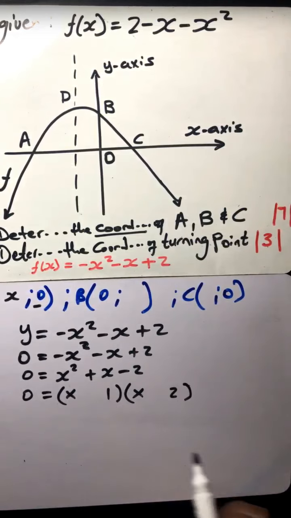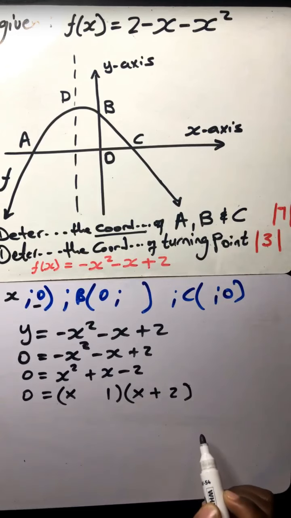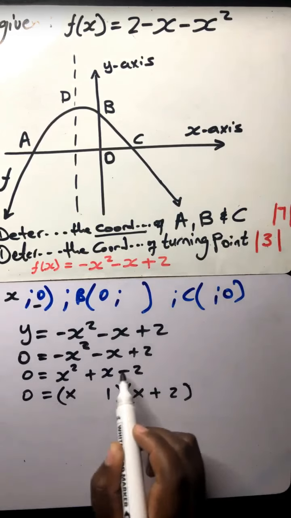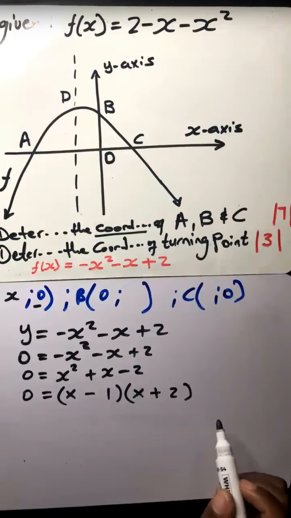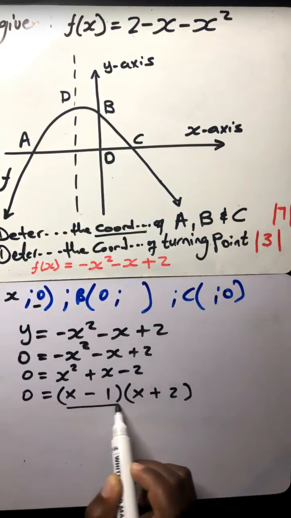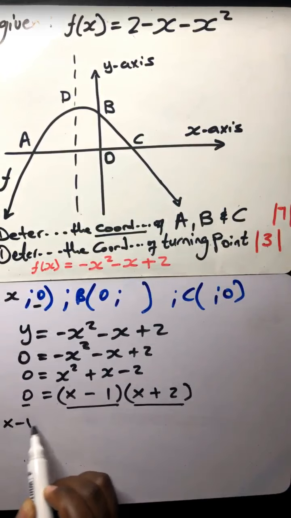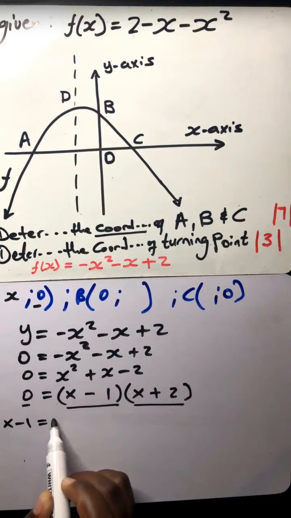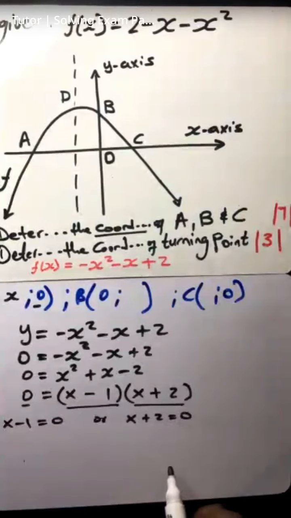I think it's 2 and 1. The bigger number takes the sign of the middle term, which is positive. For us to have a negative number there, that's if you multiply negative 1 by that. So that means you can now say this equals 0 and that equals 0. So x minus 1 equals 0, or x plus 2 equals 0.